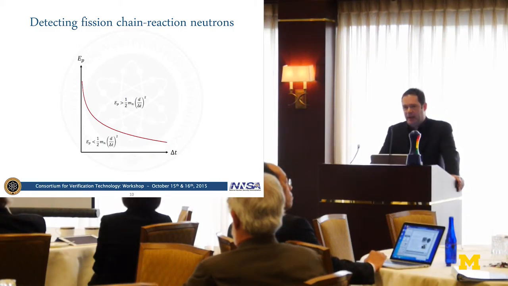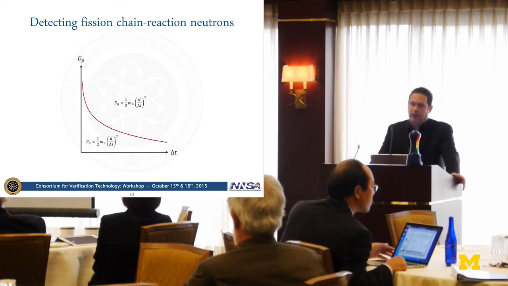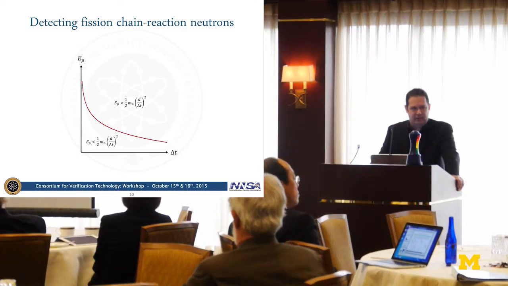And this is the line where the energy deposition is equal to the apparent kinetic energy. And you can separate events: those below the line deposited less energy than the apparent kinetic energy, and the ones above deposited more, which indicates that they're probably from fission chain reactions.